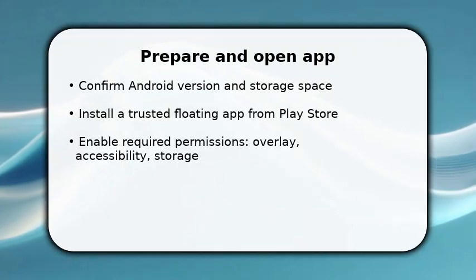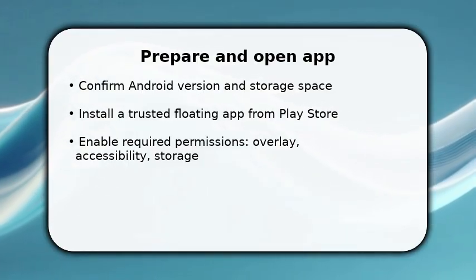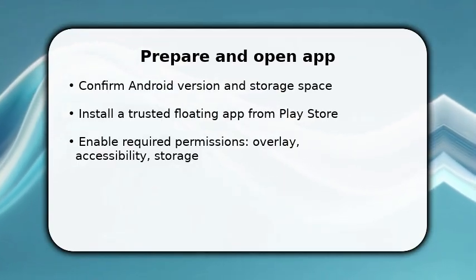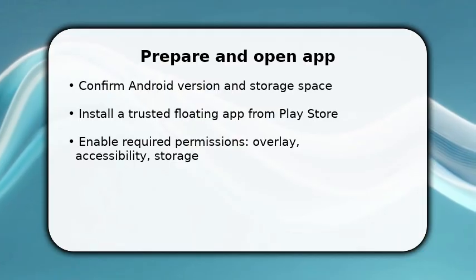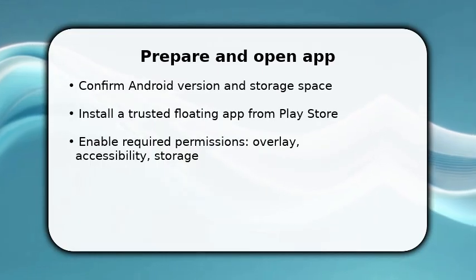You start by preparing the phone and opening the app you want to float. Grant overlay permission first so the floating window can appear over other apps. Next, enable any accessibility or special permissions the floating app requests. These let it control or read content when needed.